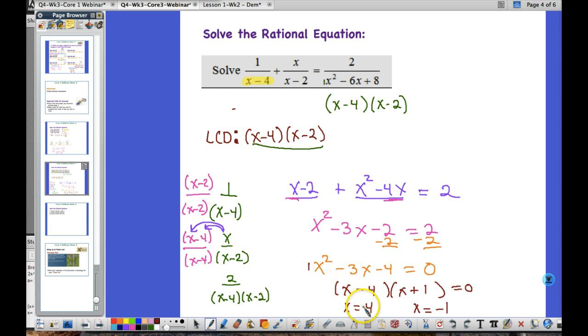And look, one of our answers was x equals 4, right? So this value is extraneous. That is not actually a solution because we'll have division by 0. So our only answer is this x equals negative 1. That would be our answer. So you always want to check just to make sure that your two answers are both actual answers. Sometimes when you have quadratics, that can happen.